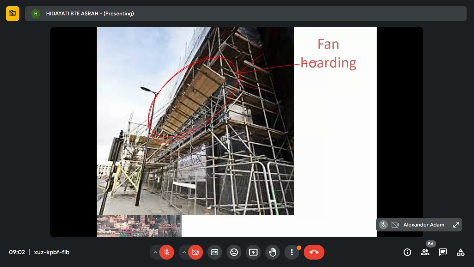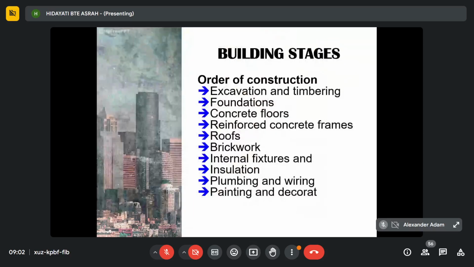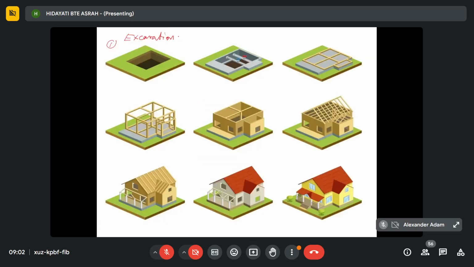Then next, the last one is order of construction. So we look at this picture. Number one, you need to do excavation and timbering. Every time you do trench excavation, you have to use timbering as well. And then stage number two, you construct the foundation.